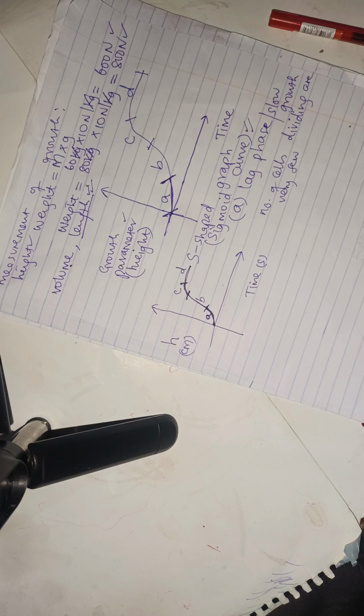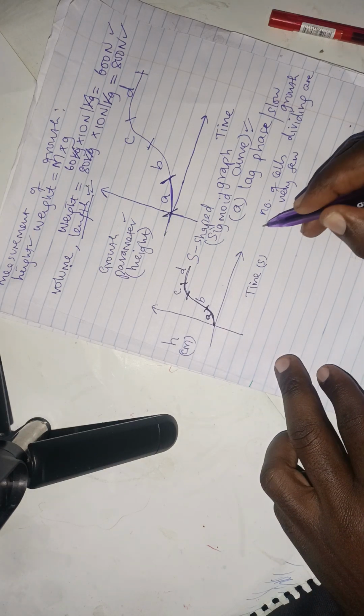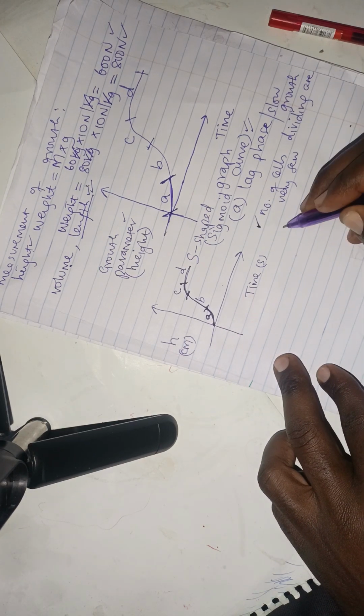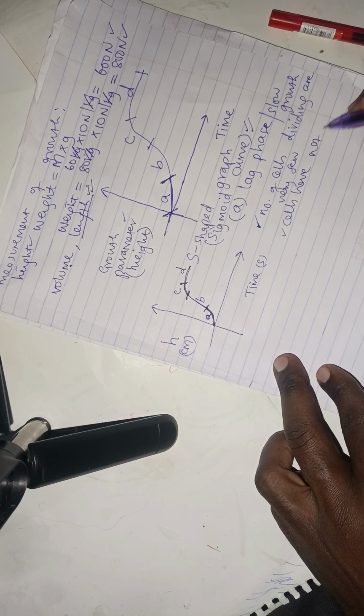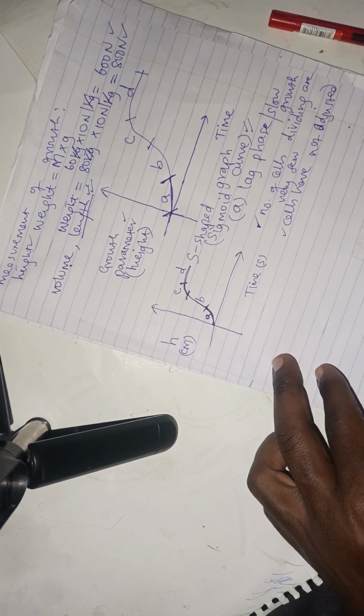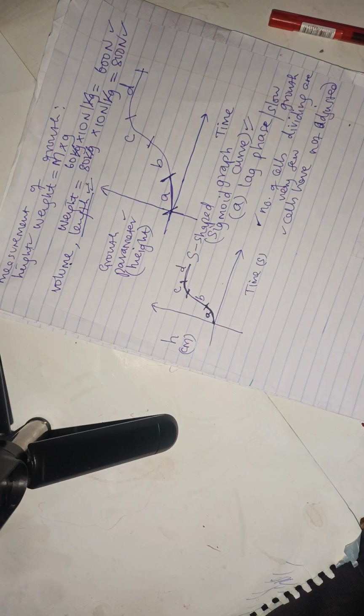Number two, the cells have not adjusted to the changes in the surrounding. You know, when cells are not well adapted to the surrounding, their growth tends to be slow. Their rate of cell division tends to be slow. They are affected by the environmental conditions that prevail at that moment.